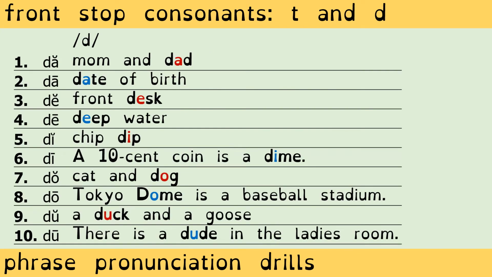Let's continue. Number 1. Da. Mom and dad. 2. Day. Date of birth. 3. De. Front desk. 4. D. Deep water. 5. Di. Chip dip. 6. Die. A 10-cent coin is a dime. 7. Daw. Cat and dog. 8. Do. Tokyo Dome is a baseball stadium. 9. Duh. A duck and a goose. 10. Do. There is a dude in the ladies' room.